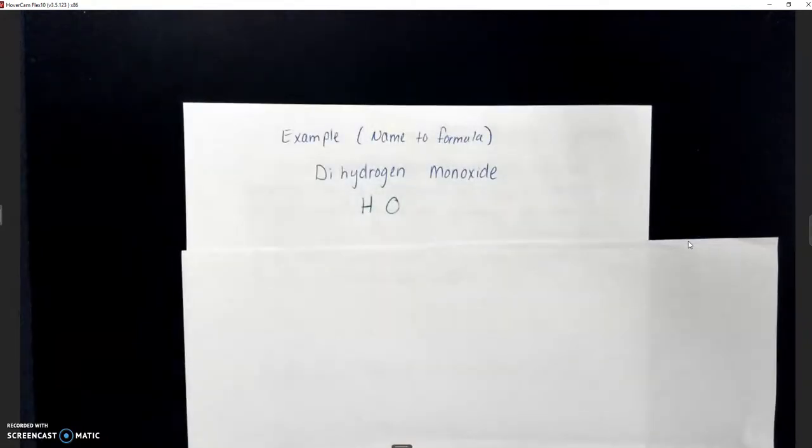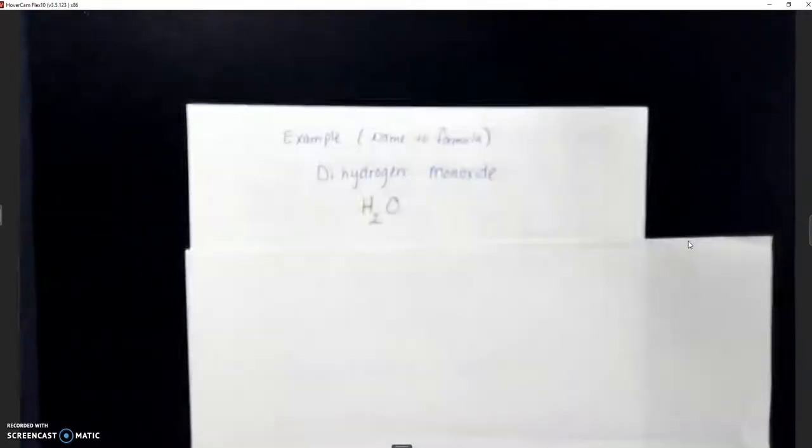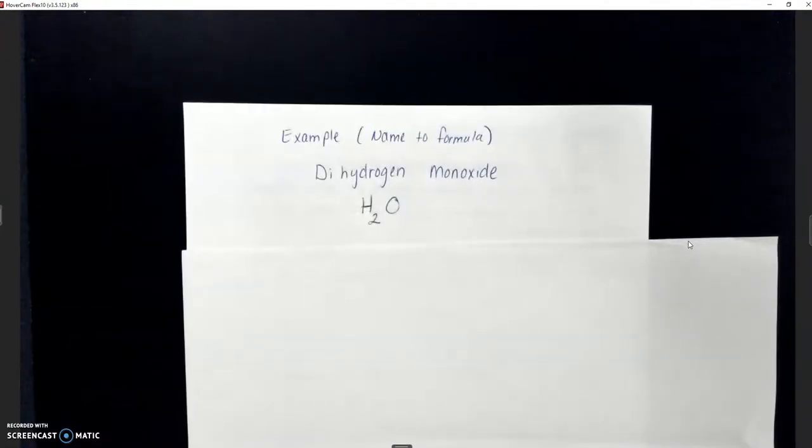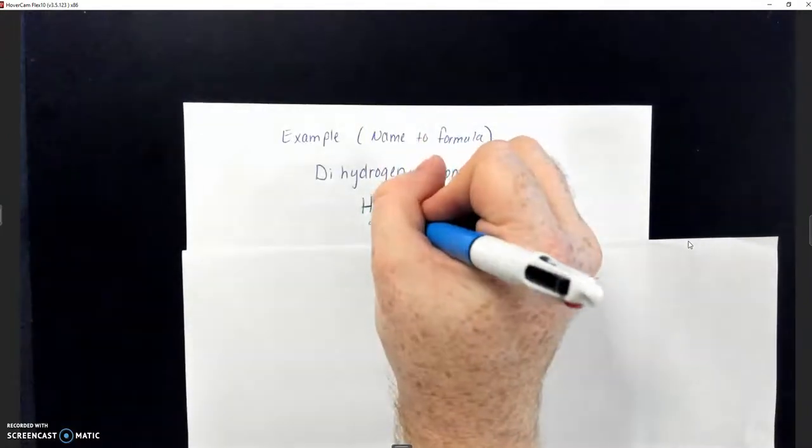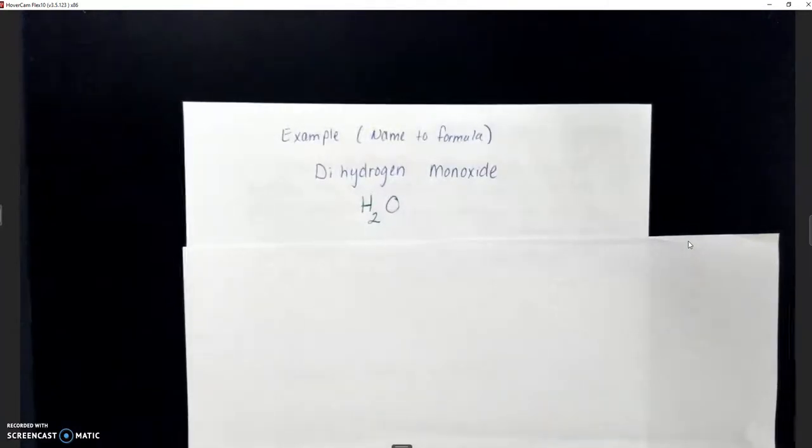So, now we got to put the numbers with it. Well, di means 2, so there's 2 for hydrogen, and mono means 1. So we don't have to put the 1 there. In fact, you shouldn't put the 1 there. It's implied. So dihydrogen monoxide is H2O.